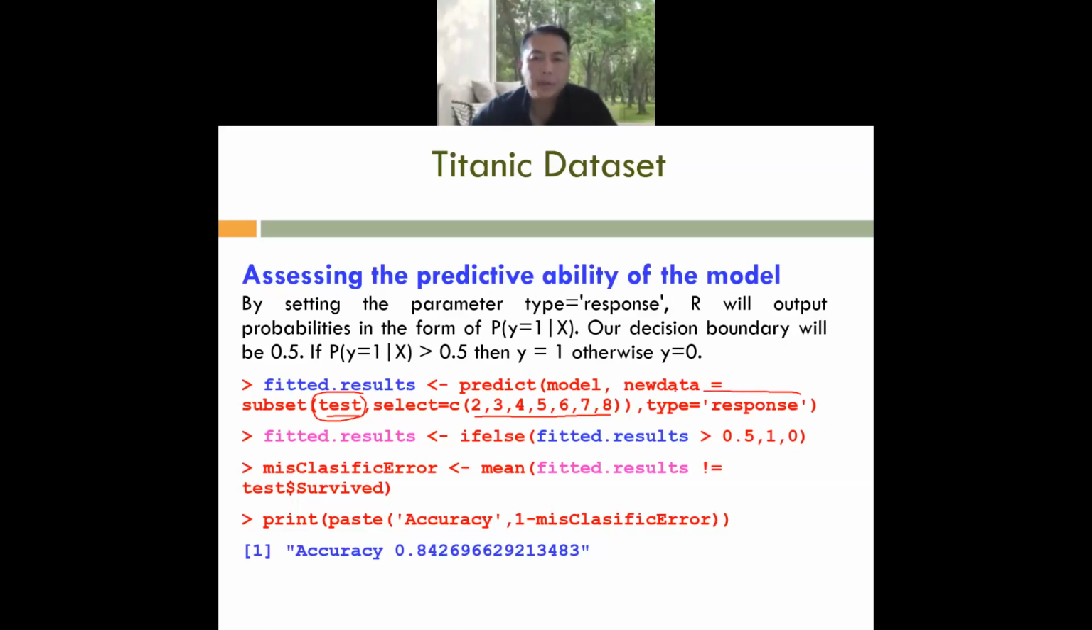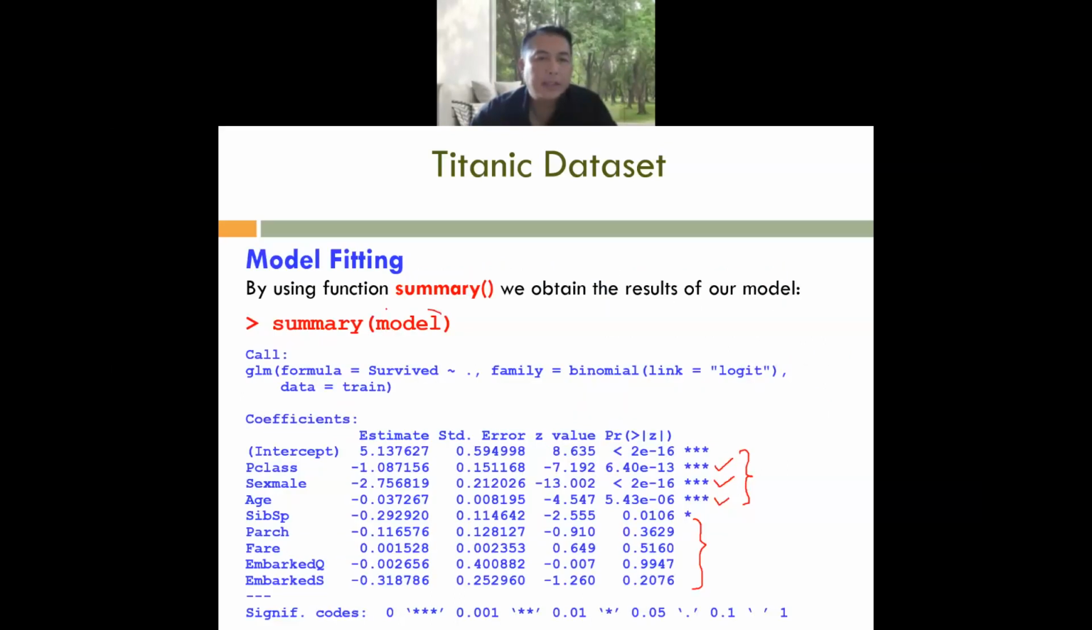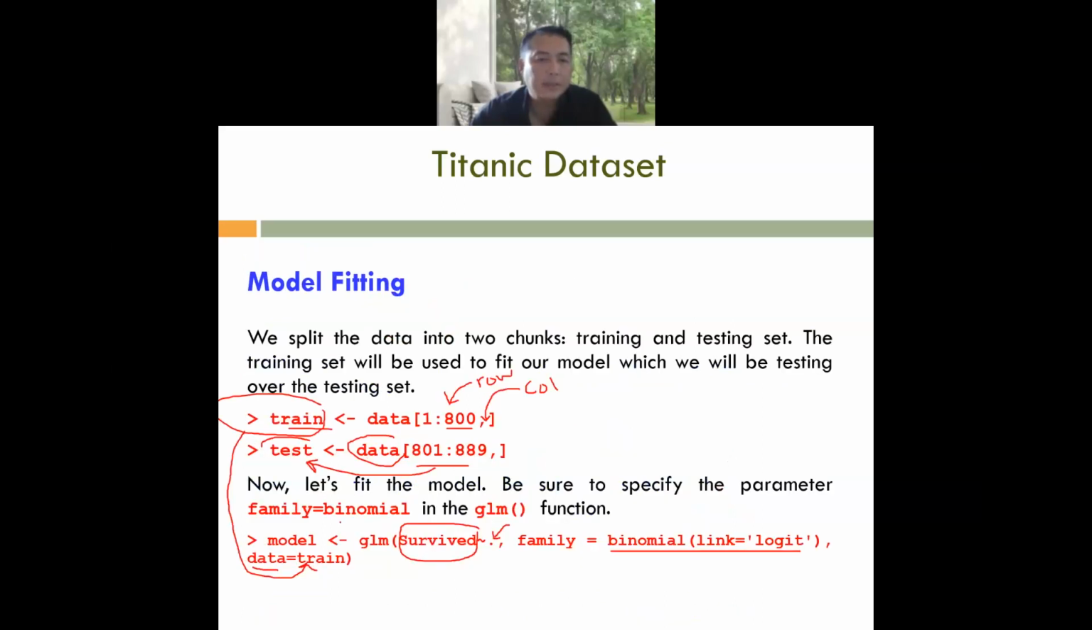So the type response here is that the value that I will be getting will be between 0 to 1. Okay, so I use the predict function to predict the new instance here using the model that I have. The model that I have is based on this formula.